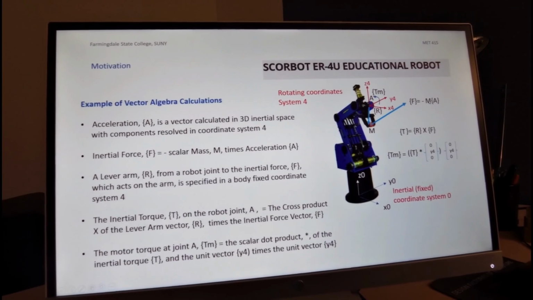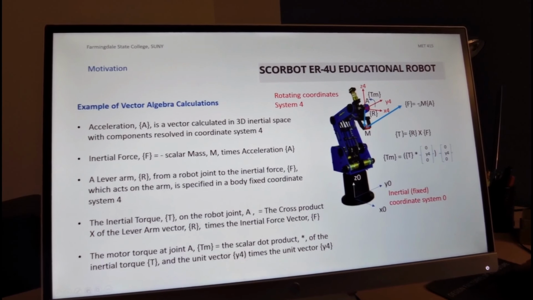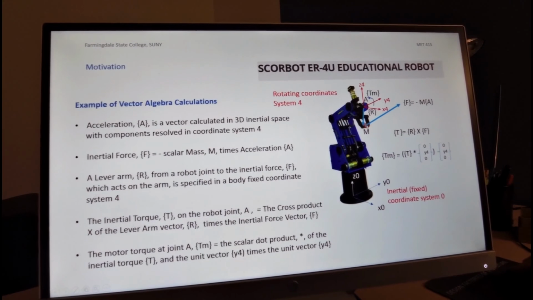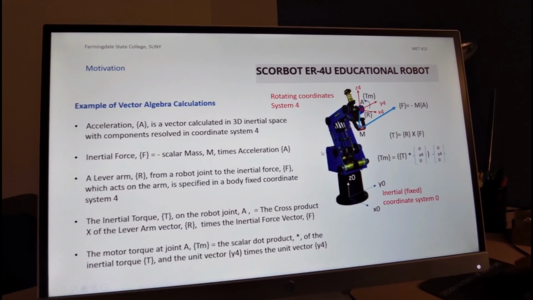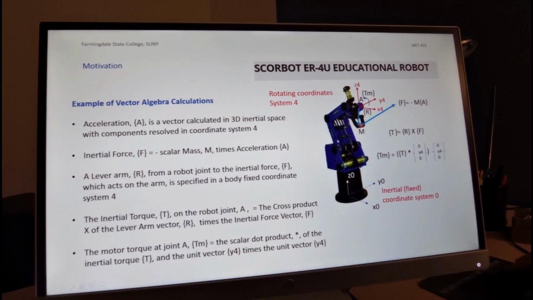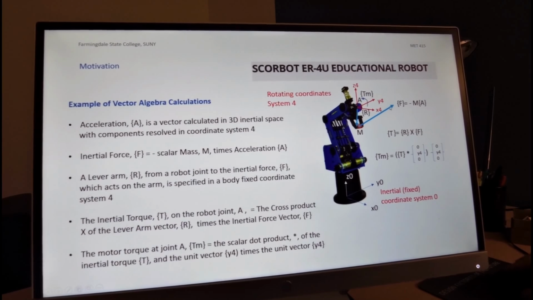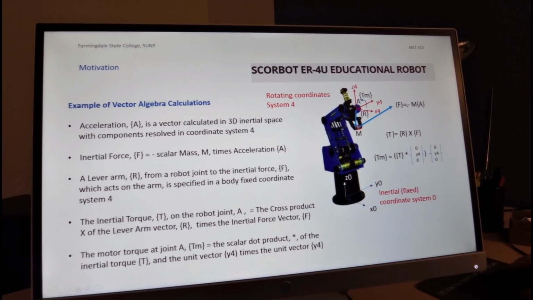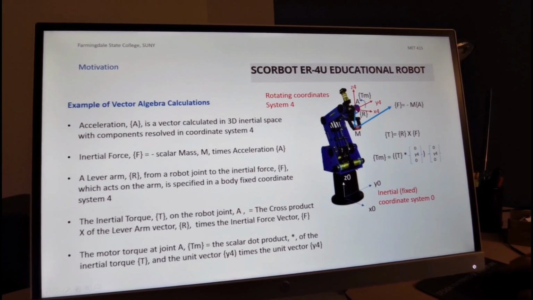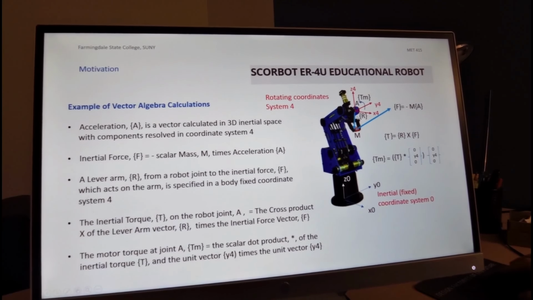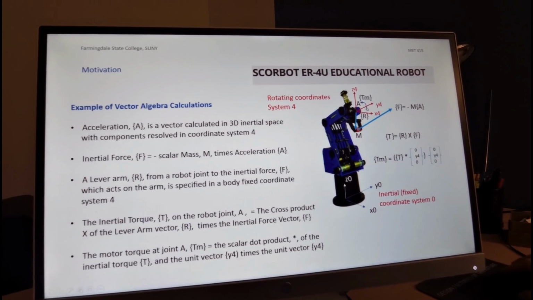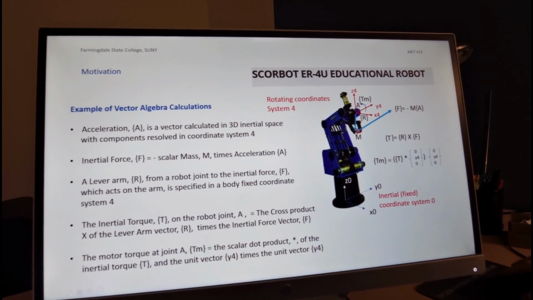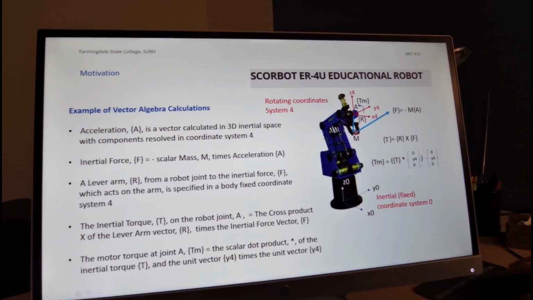acceleration times the mass, which is a scalar, with a negative sign. In other words, if this is the inertial force, it means that the acceleration is exactly in the opposite direction. So if the acceleration is in this direction, the inertial force will be in this direction with a minus sign. We also have here a position vector r going all the way from the joint where the motor is acting to the point of action of the force.